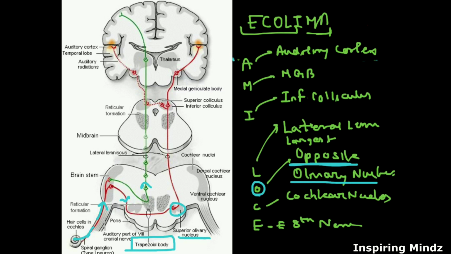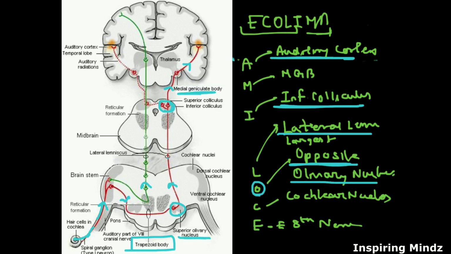So this was important, that mainly the fibers cross in the opposite direction through the trapezoid body, reach the superior olivary nucleus, relay there, and from there arises a new order neuron, and that is known as the lateral lemniscus. Now this lateral lemniscus will relay in the inferior colliculus. Okay, from the inferior colliculus, the nerve fibers will reach the medial geniculate body, and from the medial geniculate body, nerves will reach the auditory cortex.